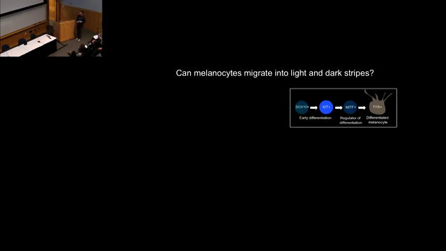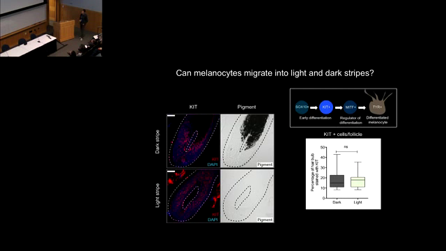Okay, so what about our striped mice? We asked a very simple question to begin with. We started by asking, can melanocytes actually migrate into the light and dark stripes? And I'll leave this diagram here so you can orient yourselves. What I'm showing you here on the top row is a hair follicle from the dark stripe. This is stained for this marker called KIT, an early melanocyte marker. And next to it, I'm showing you the bright field image, just so that you know that I'm talking about hair follicles from the dark stripe, and here from the light stripe in the bottom.